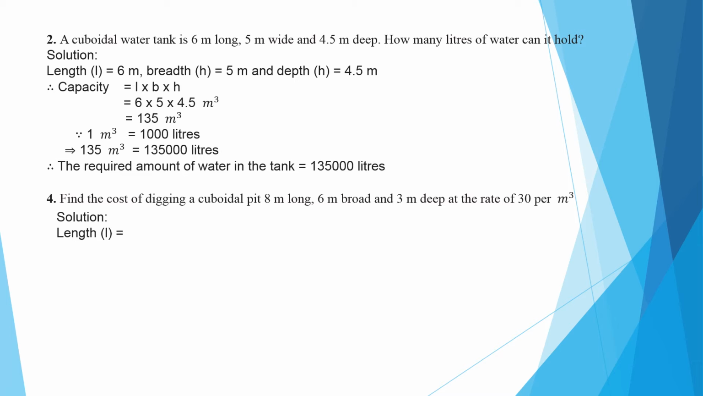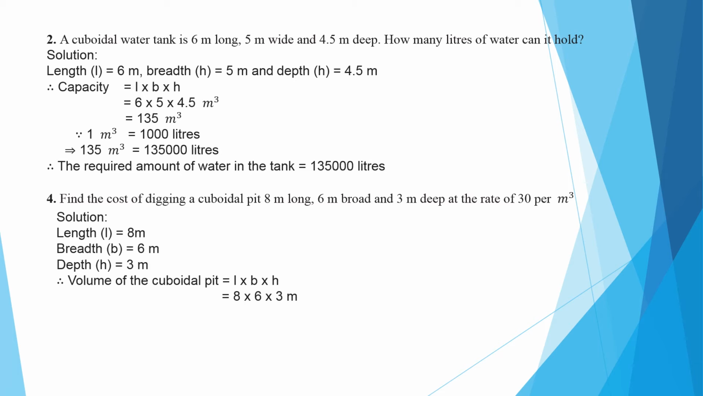So let's write down the length, that is 8 meter, breadth is 6 meter and height is 3 meter. Volume is equal to length into breadth into height of the cuboidal pit, that is 8 into 6 into 3, that is 144 meter cube, and we need to find the cost, so we'll multiply by 30. The cost of digging the cuboidal pit is equal to 30 multiplied by 144, which is equal to rupees 4320. After this we will do the next one, that is question number 5.